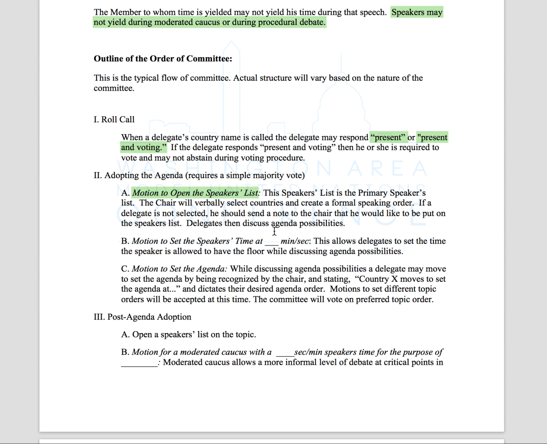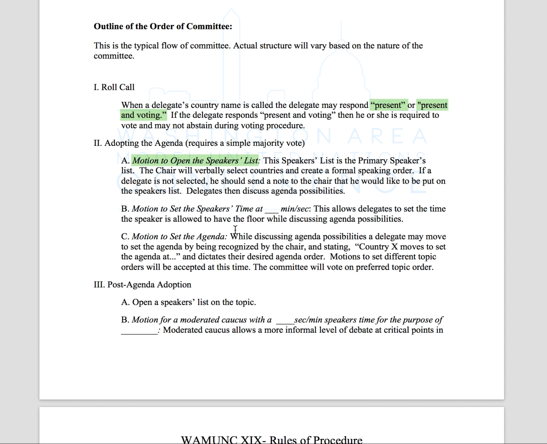If a delegate is not selected initially when the speakers list is open, then they can send a note to the chair, and the chair will add them to the list. Then the delegates on the speakers list can go one by one and speak. But first, there's a motion to set the speaker's time. So the delegates set the time. They decide, okay, each of the speakers can speak for 1 minute, 3 minutes, or whatever amount of time.